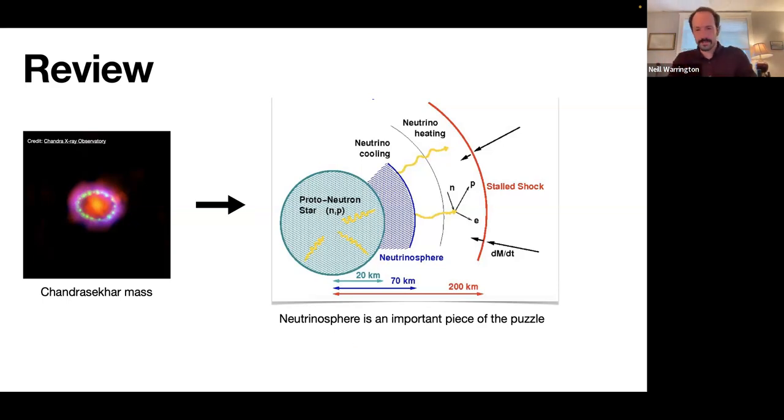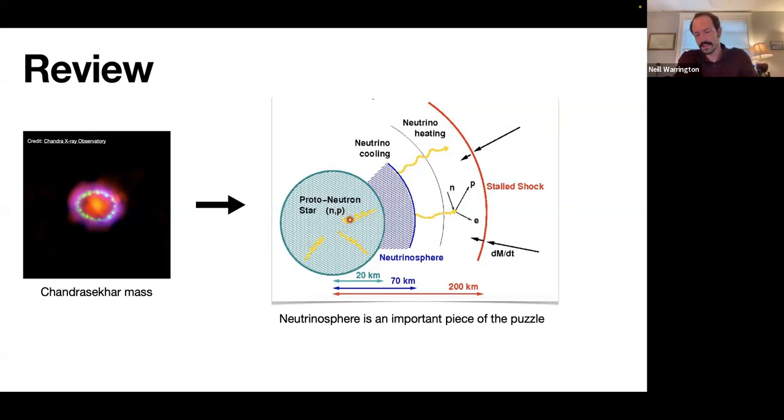talking about the neutrinosphere. This is a sort of cartoon of what's happening at the center of a core collapse supernova. The iron core collapses and rebounds, and that rebound slams into matter, causing an initial ejection, and then neutrinos diffuse out of the newly born neutron star, which lies at the center of a supernova.